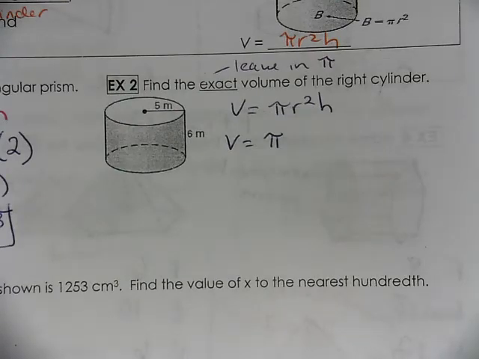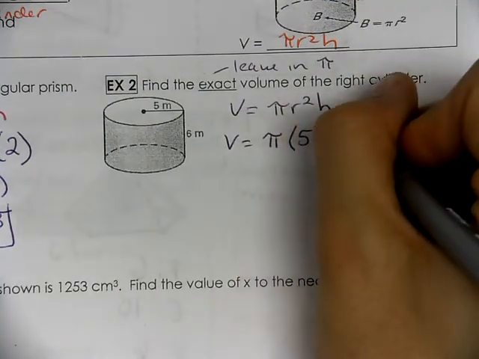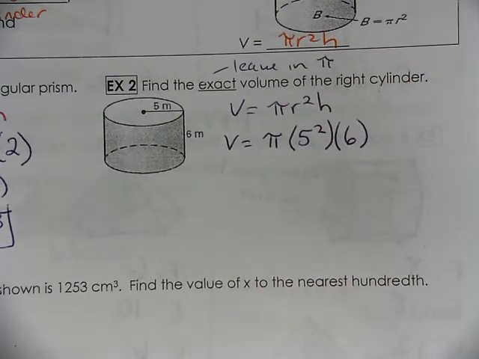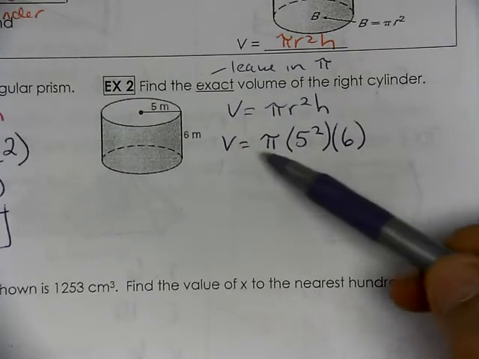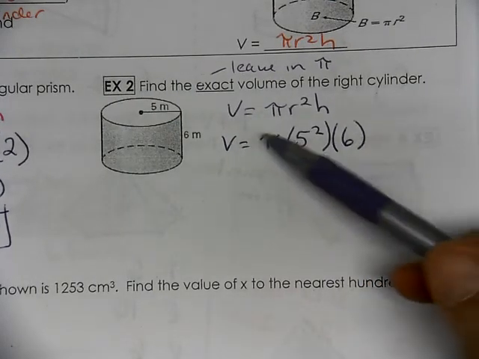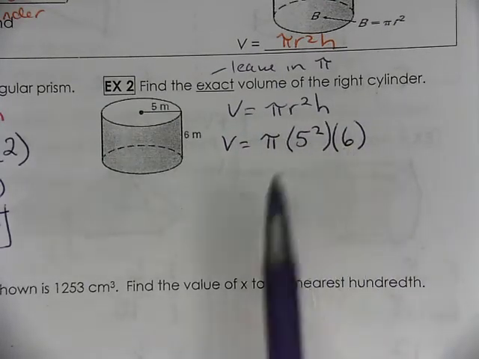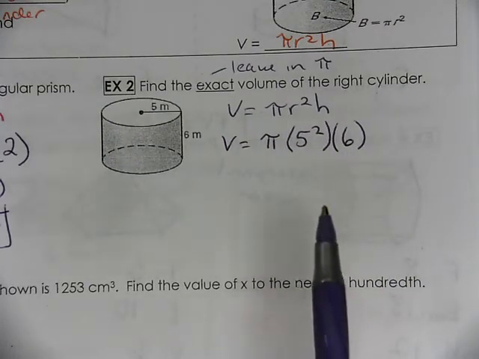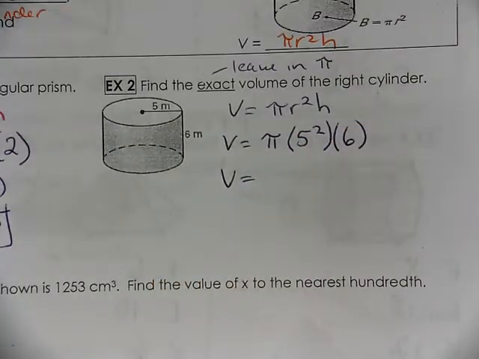What's the radius? So pi times 5 squared, the height is 6. You don't necessarily have to write the formula down every time, but I want to see this one. I want to see what you put in there, especially if you get the radius and the height confused. It happens. Somebody said it. What's 5 squared times 6?